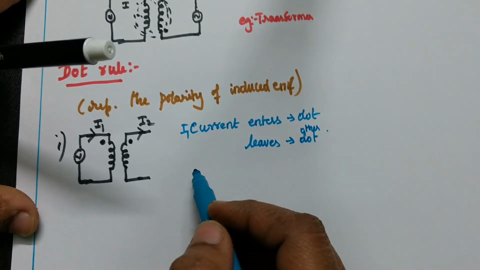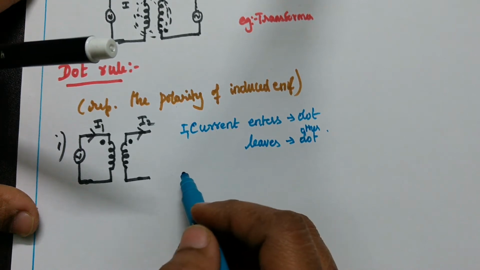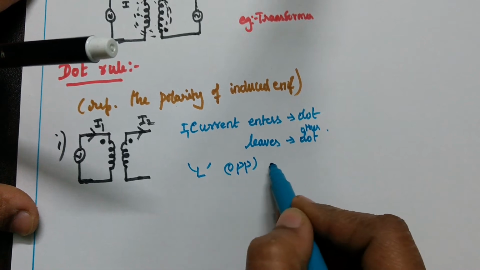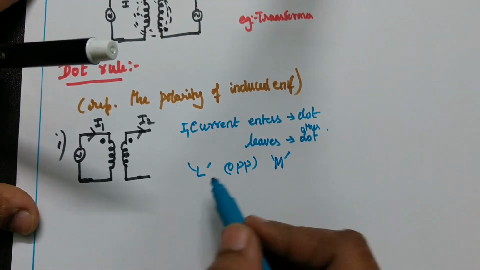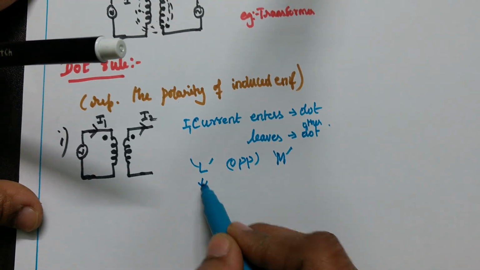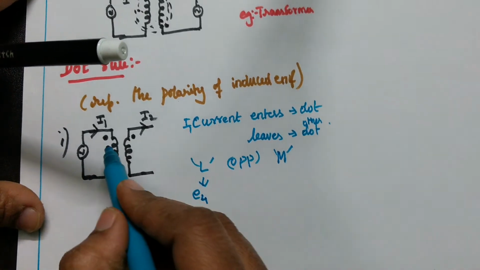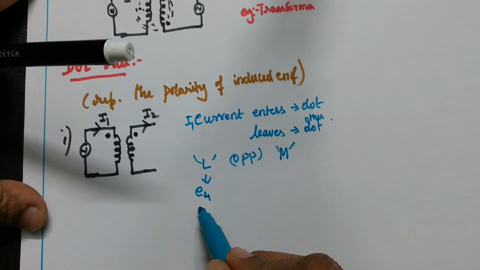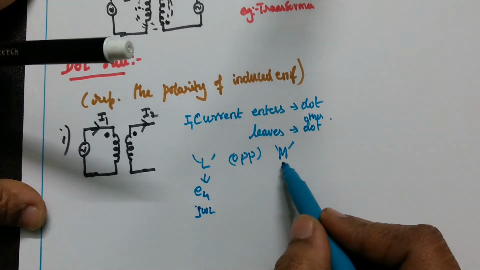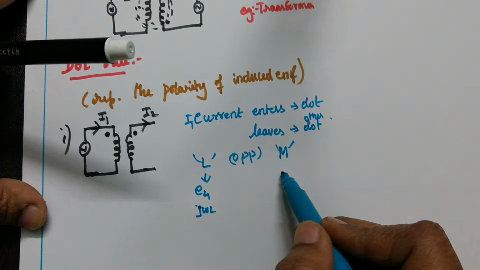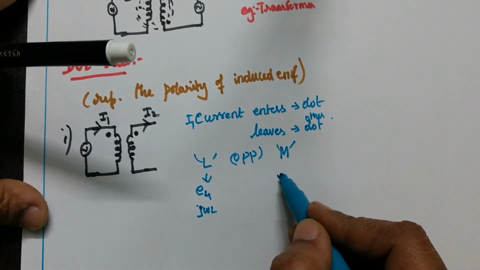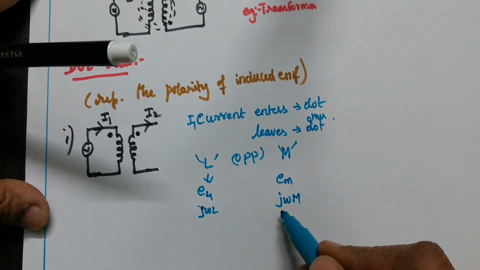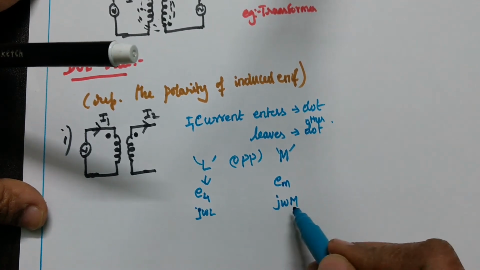So there will be opposite polarity for the self-inductance terms and the mutual inductance terms. The self-inductance term means the self-induced EMF, j omega L1. And the mutual inductance terms mean the mutually induced EMF, and also j omega M, the mutual inductance in the j omega domain.